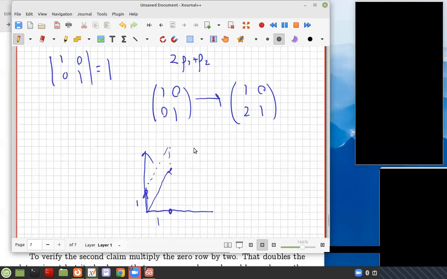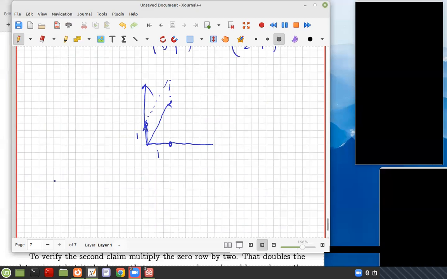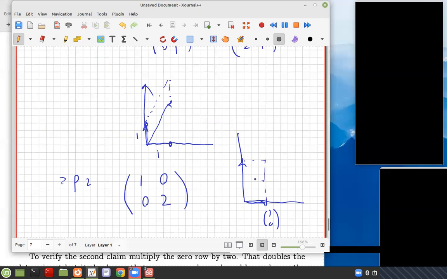Now, if I multiply, let's say I do 2 row 2. That's going to produce the matrix 1, 0, 0, 2, which geometrically is 1, 0, but then 0, 2. So that doubled the size of the box. That's why the area doubled, so the determinant doubles. That's what this one does.